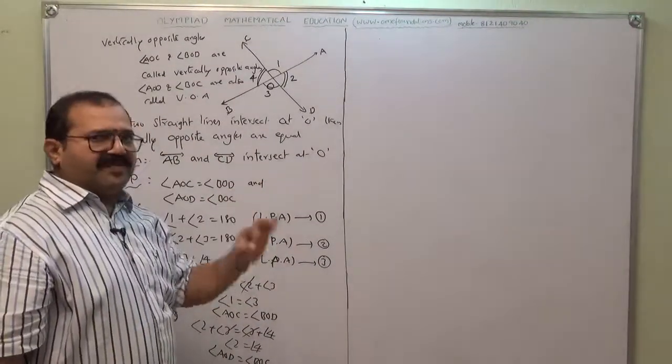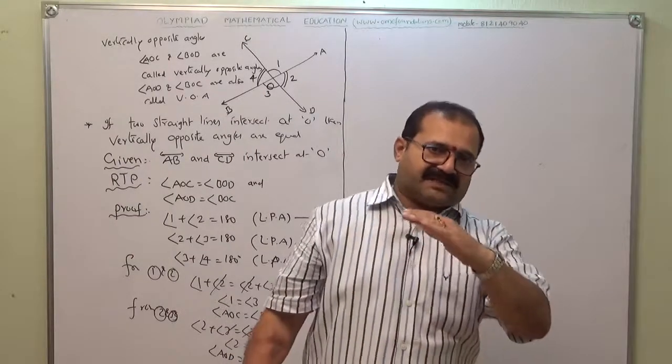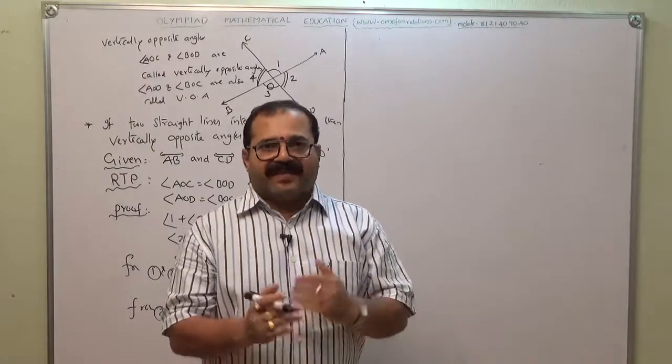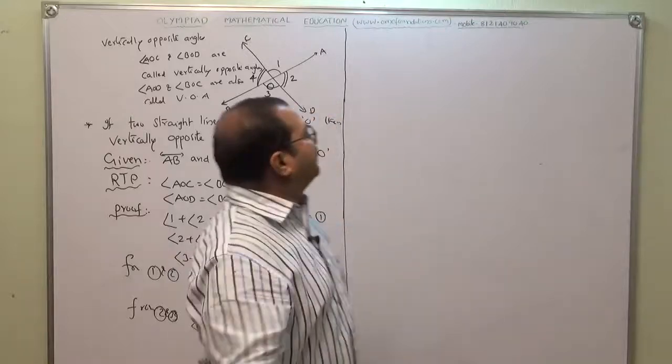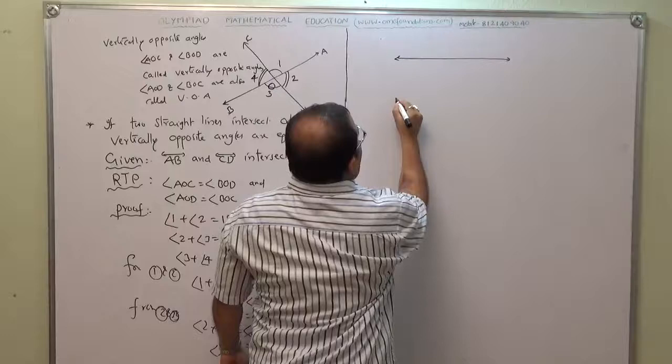This is a very important theorem. Next, there are 6 important theorems, and for the theorems there are some basic concepts, let us learn that. So now I would like to draw 2 parallel lines.